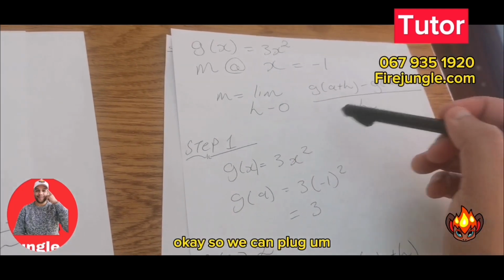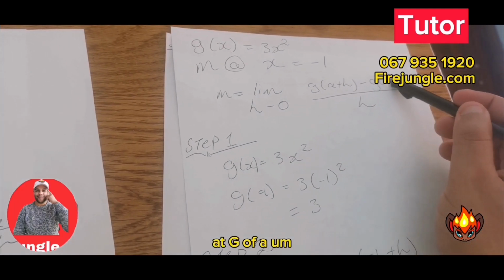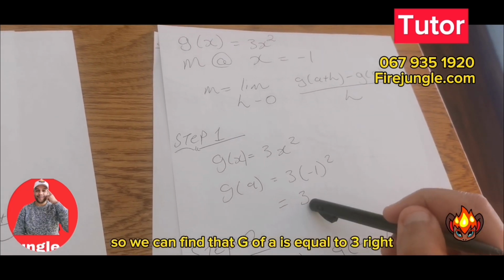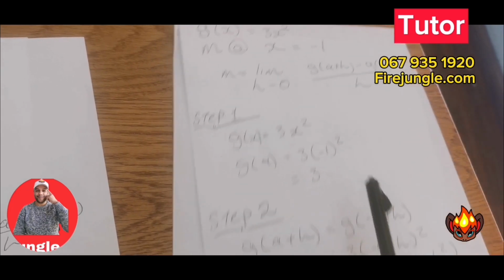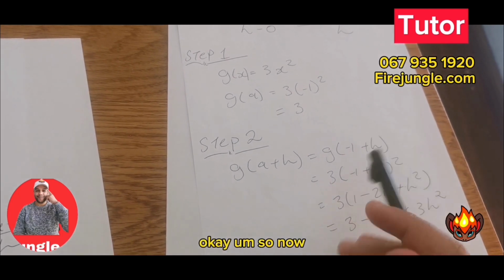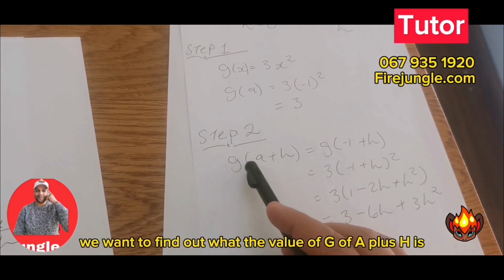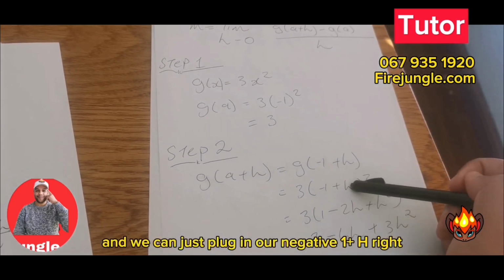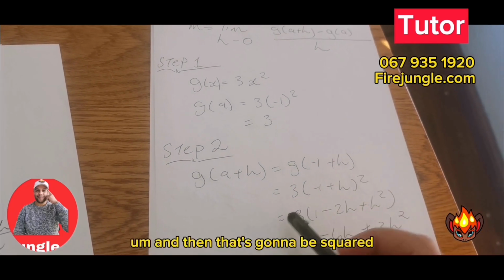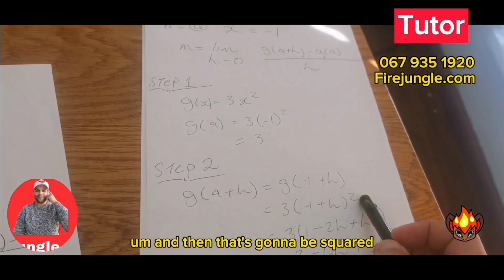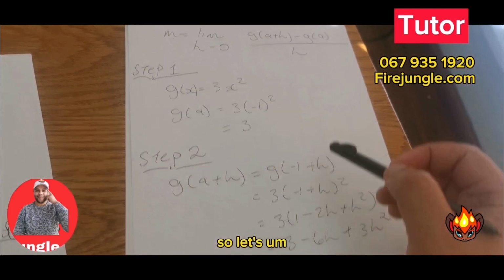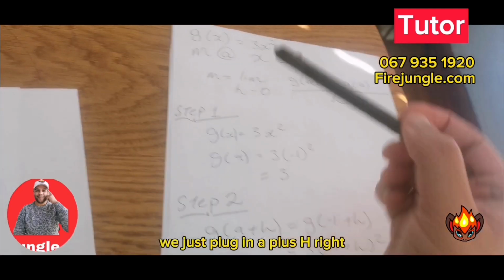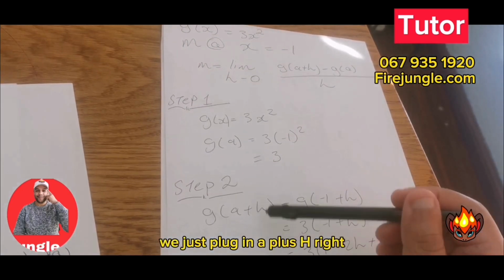Okay, so for g of a, we can plug in -1, and we find that g of a is equal to 3, right? Now we want to find out what the value of g of a plus h is, and we can just plug in our -1 plus h, and then that's going to be squared. Because our equation is 3x squared, wherever we see x, we just plug in a plus h, right?